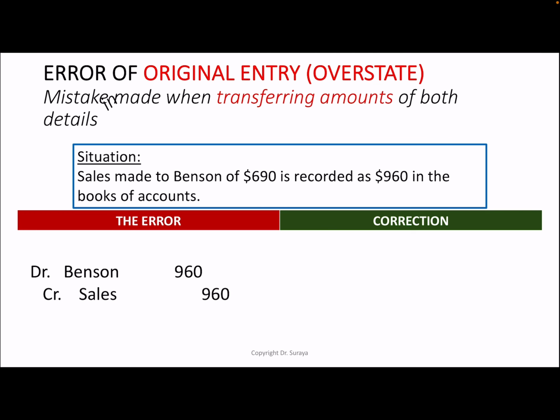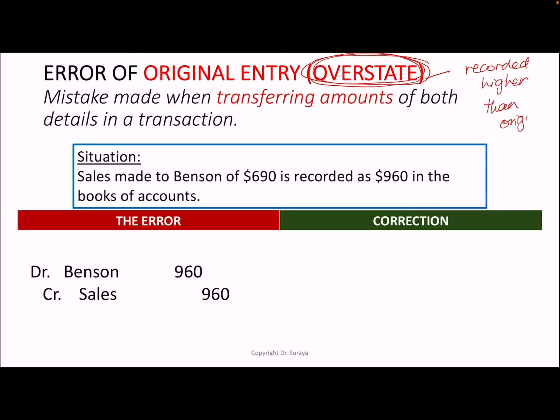Let's go to the next error. This is called error of original entry. Now there are 2 types of original entry. The first one we will talk about is overstating. Overstating means you have recorded higher than the original. Okay? So original entry error means it was a mistake made when you transfer the amounts of both details in the transaction.